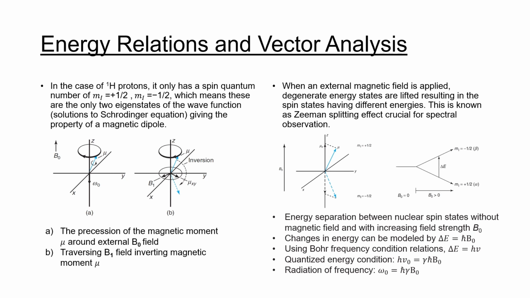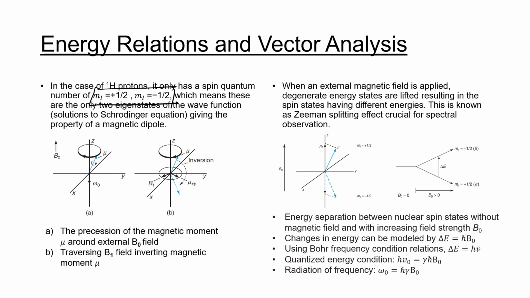Now, if we're considering the energy of this system, originally these eigenstates are what we call degenerate, meaning if there is no applied magnetic field, the plus 1/2 and minus 1/2 spin states have the same energy. However, as we apply a perturbation, which is the magnetic field, this perturbation is able to change the energy states between them, lifting this degeneracy.